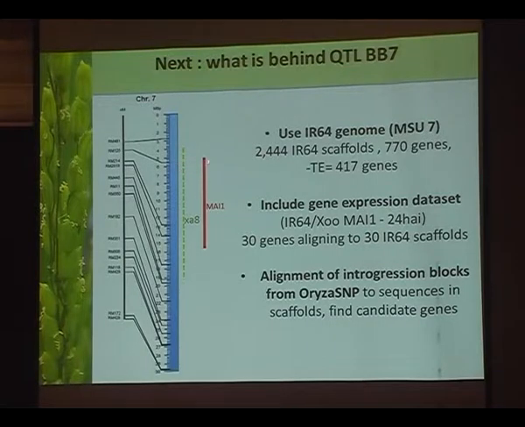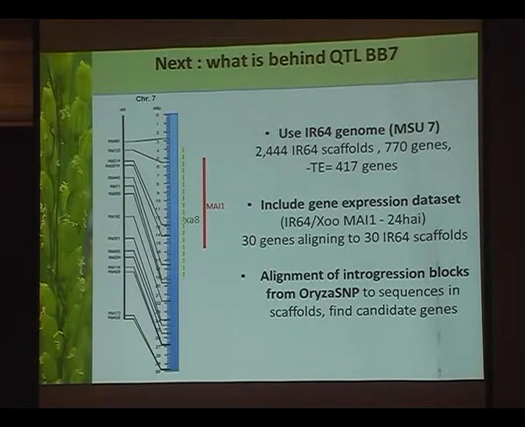I indicated here the QTL we found, which is explaining 37% of the variation. We have also here the QTL that was described by a group at IRRI, with the presence of Xa8. We know that it's not Xa8 because our strain is not inducing any reaction with Xa8. So the next question we are addressing now is, what is behind this QTL?